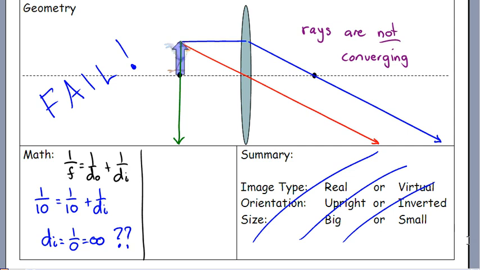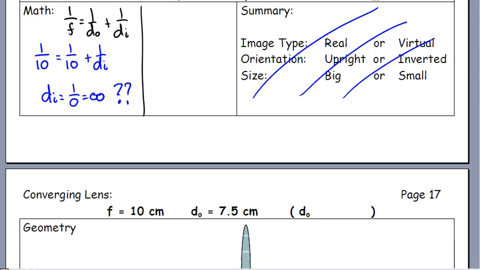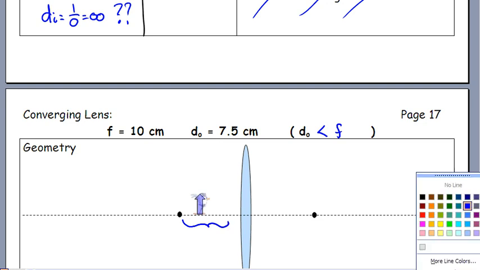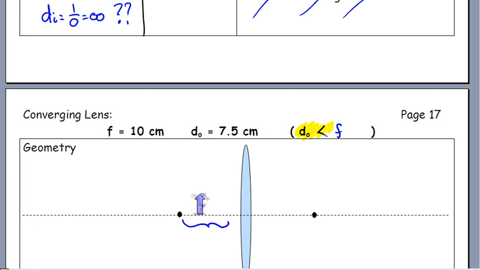But there's still one more zone to go. What if you sneak inside the focal point? Okay, so this last one of the day, what happens if your object distance is less than a focal point? What if we're in this zone right in there? Okay, that has an interesting answer to it. It's quite different than the first few answers we saw today, but it's definitely worth seeing.